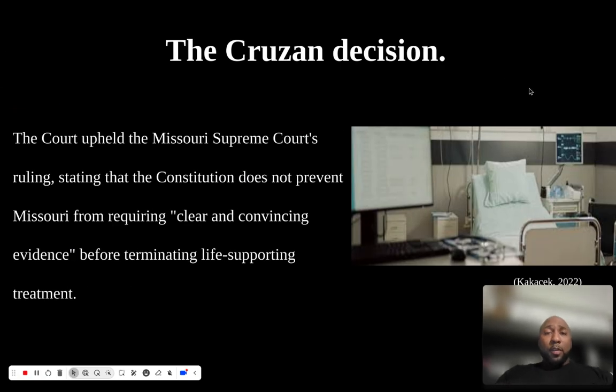This takes me to the Cruzan decision. The Cruzan decision was about a young lady who got in a car wreck and ended up on life support, and the court upheld the Missouri Supreme Court's ruling, stating that the Constitution does not prevent Missouri from requiring clear and convincing evidence before terminating life support treatment.